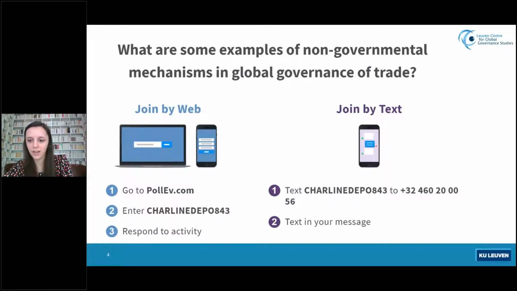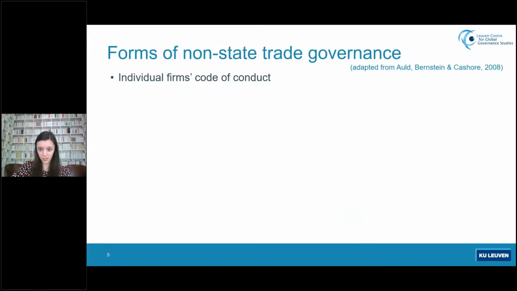All right, let's continue. Your answers to the poll show that there are a lot of different forms of non-governmental governance mechanisms for global trade. I also saw firms' codes of conduct, which is a very good answer.